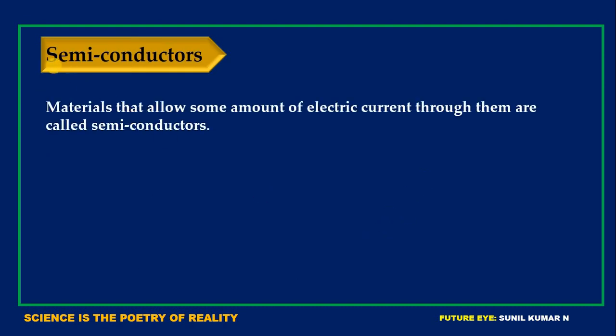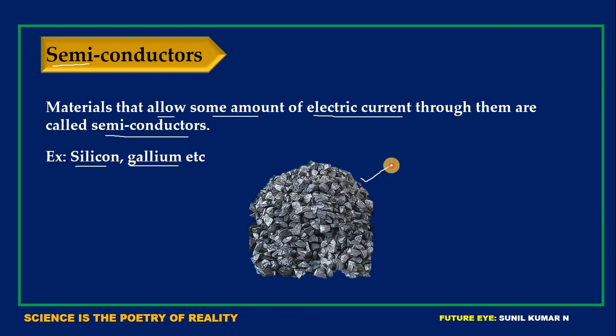Next, semiconductors. The name itself is saying semi. Semi means not fully. It means partially. The materials that allow some amount of electric current through them are called semiconductors. It means semiconductors will not allow electric current fully. Partially it will allow. Only some amount of electric current will be allowed through semiconductors. Examples: silicon, gallium. Here you can observe the silicon, which is just similar to stones.